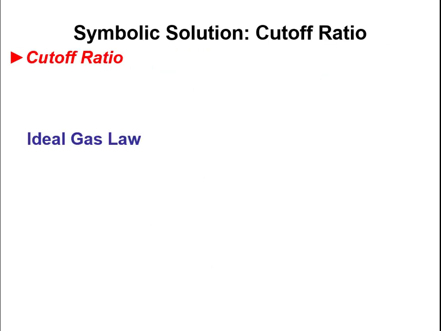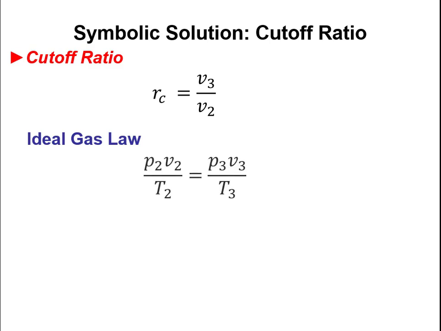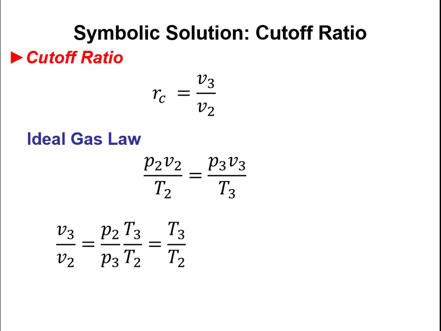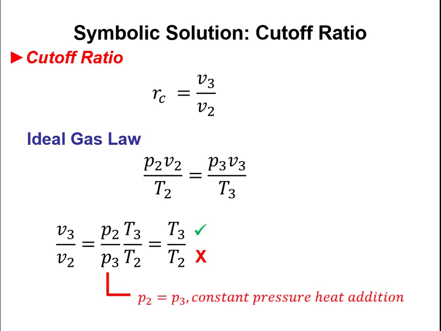So now I'd like to know something about my cutoff ratio. So RC is my cutoff ratio, and it's V3 divided by V2. So I want to run the ideal gas law between state 2 and state 3. That's where I'm adding heat. So I know that P2 V2 over T2 is equal to P3 V3 over T3. I can rearrange that to find an expression for V3 divided by V2. And I know that P2 is equal to P3 because this is happening at constant pressure. Now I don't know T2 and I do know T3.